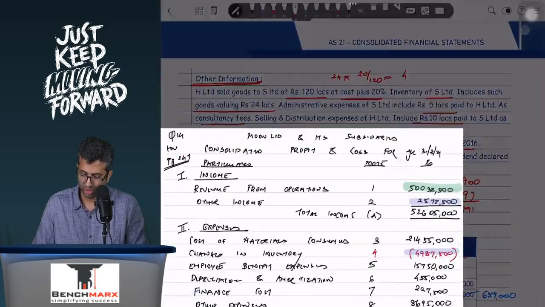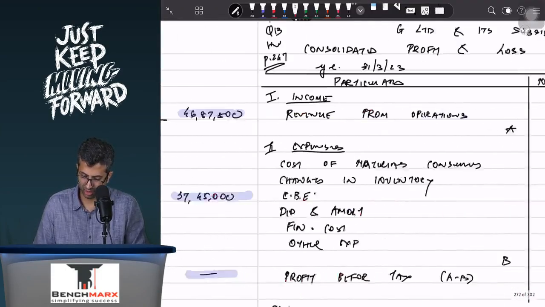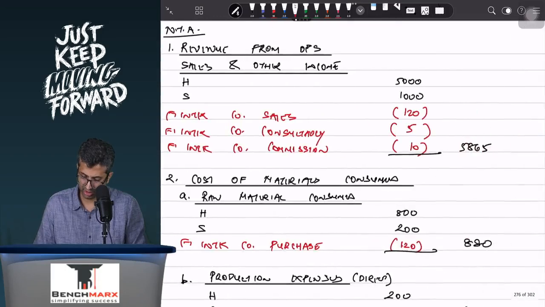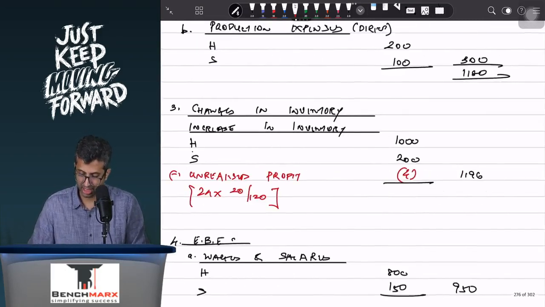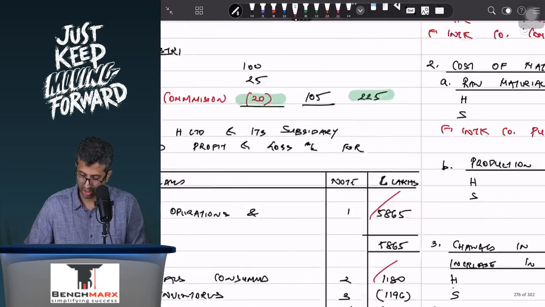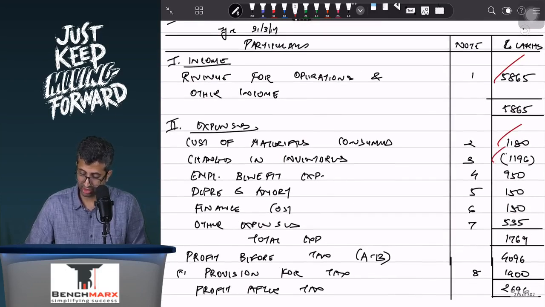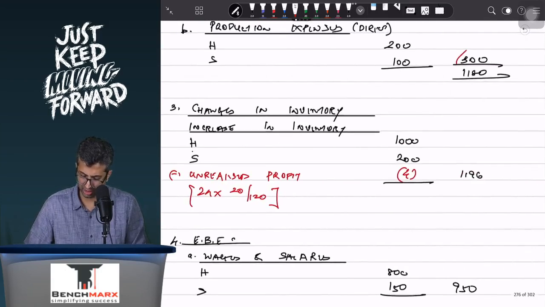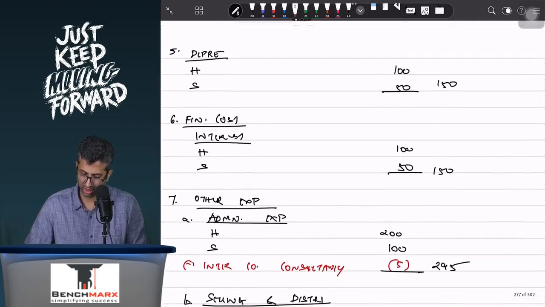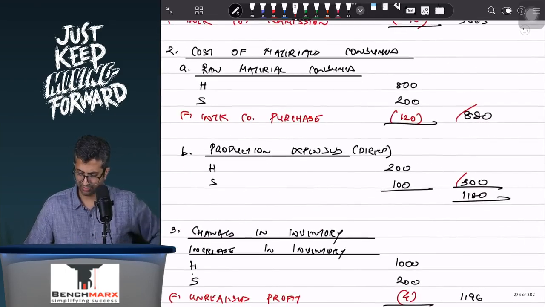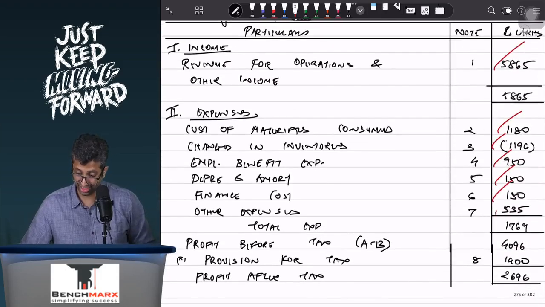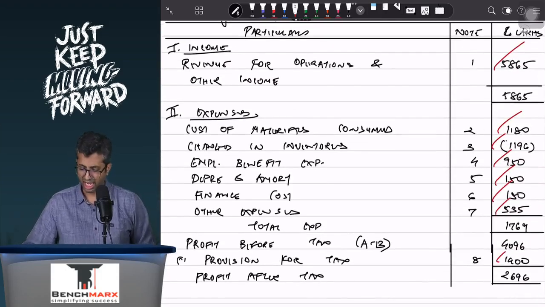So if you review question number 7 over here, I think 13 we discussed. If you review question number 7, revenue is 5865. Cost of materials will be 1180, that is 880 plus 300 of production expenses. Okay. Next you will have 1196 changes in materials. EB is 950, depreciation and finance cost is 150, and then in other expenses, the same usual adjustment. You will have 295, 240, and that's about it, 535. And then lastly the institute did not deduct the provision for tax either, but if you want to show, you subtract that and get your profit after tax.